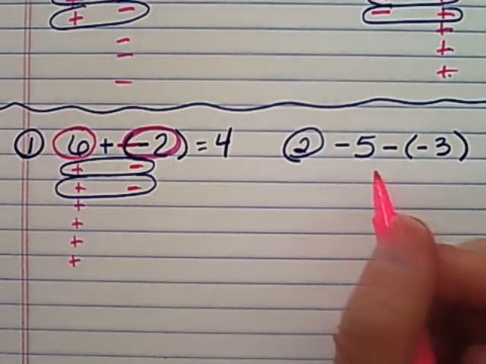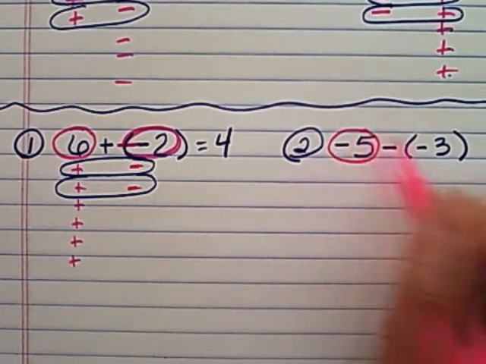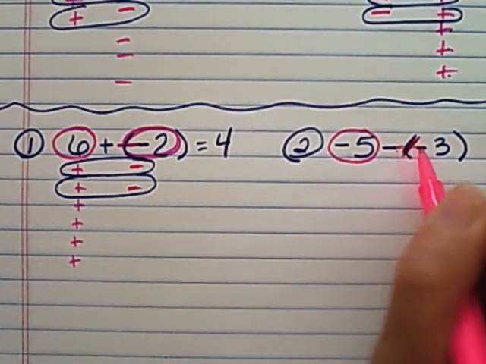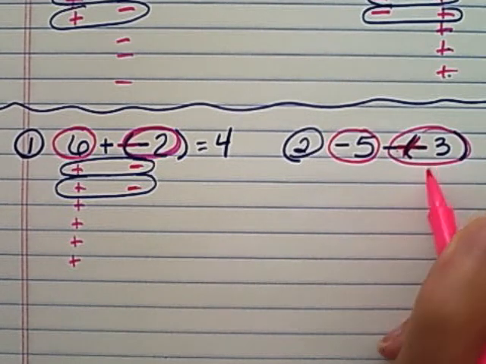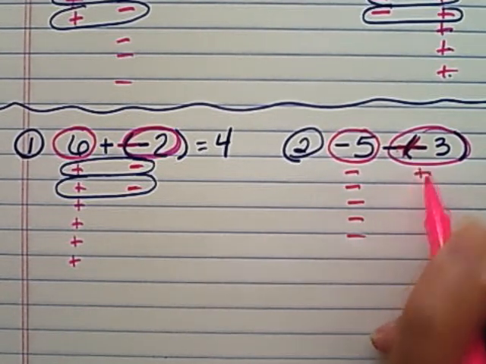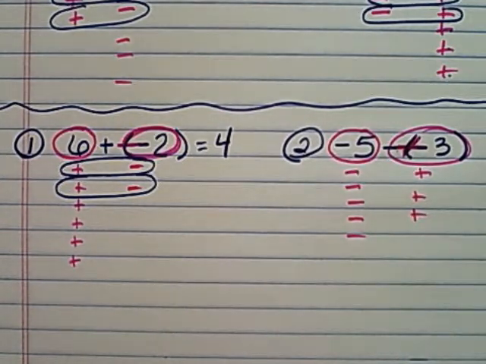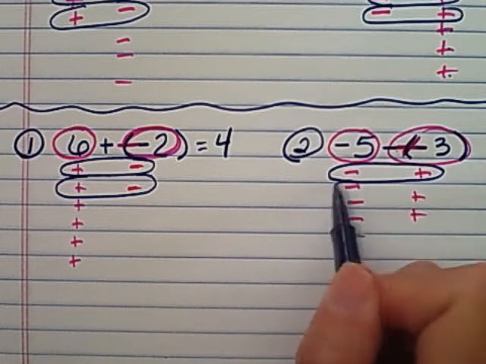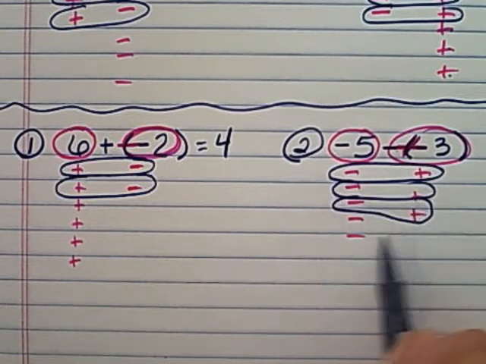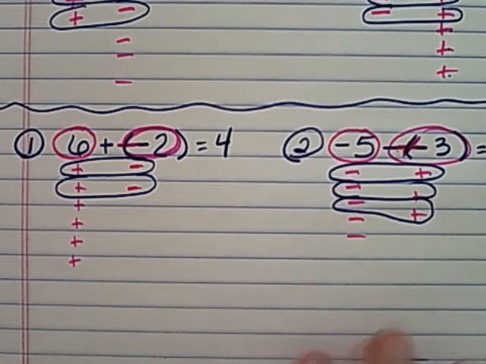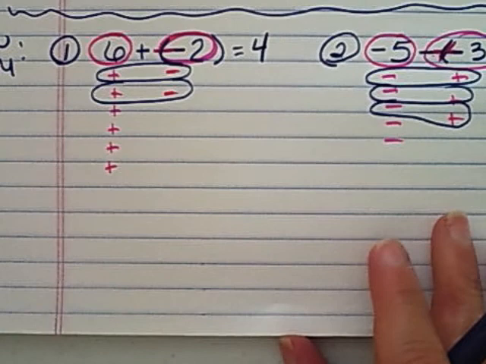So let's go ahead and look at this. So we have 5 negatives, minus negative means plus. So we have a positive 3. 1, 2, 3, 4, 5. 1, 2, 3. And circle my 0 pairs. And what's left here? Negative 2. Excellent. All right, 2 more problems.